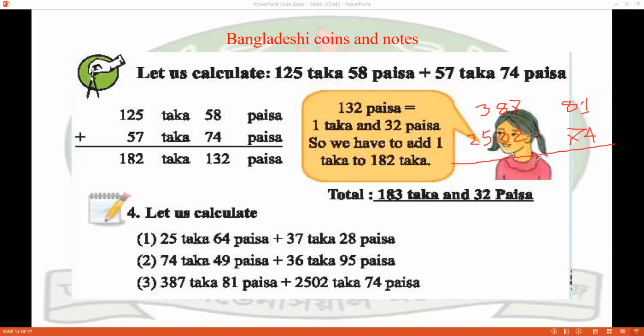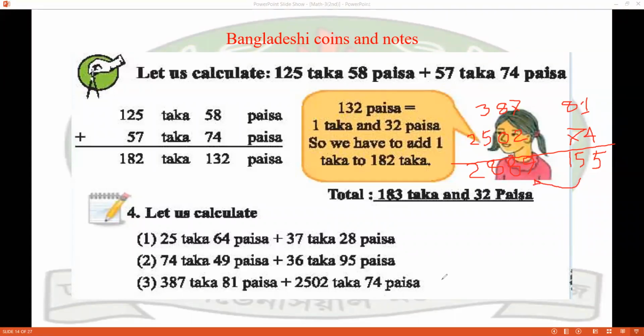7 and 2 is 9, 0 and 8 is 8, 5 and 3 is 8 and remain 2. So 2,889 taka, and here will be added 4 and 1, 5, 7 and 8, that means 15. So paisa is more than 100. So 1 taka and 55 paisa, 1 will be added to here.